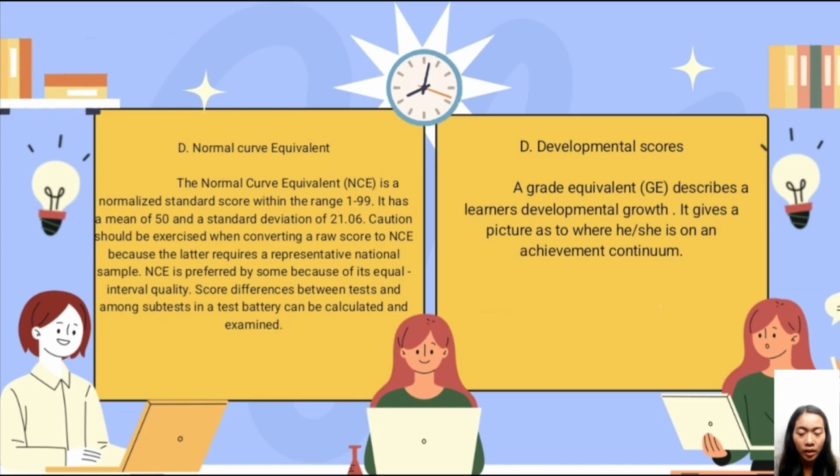Lastly, my report is about the developmental scores. So a grade equivalent, or GE, describes a learner's developmental growth. It gives a picture as to where he or she is on the achievement continuum.